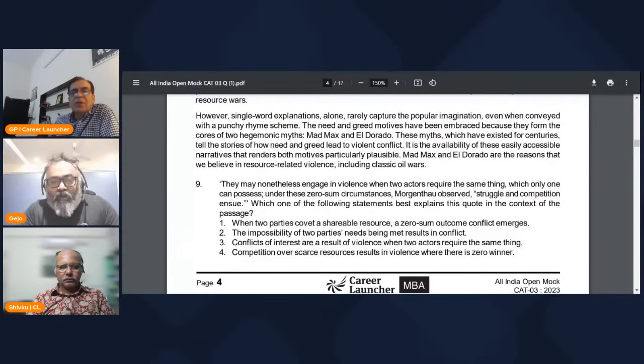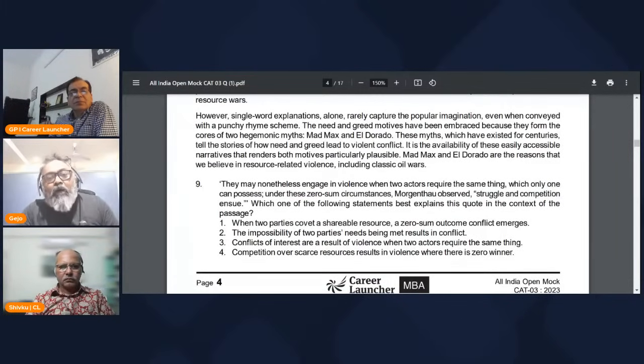How did the resource become shareable? The resource cannot be shared. Okay. So then they marked answer choice number 1. And the second favorite was answer choice number 3. If you read answer choice number 3, conflict of interest is the result of violence. It's the opposite. Violence is the result of conflict of interest.